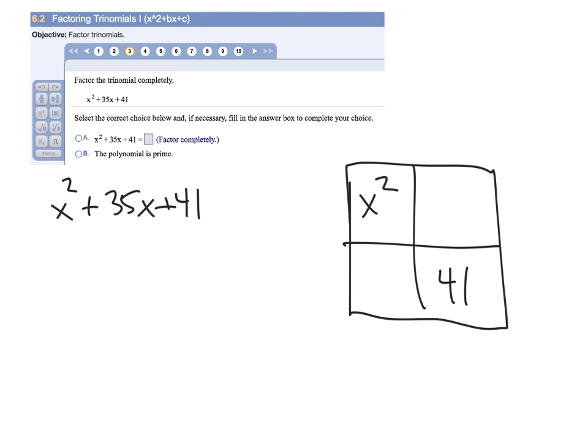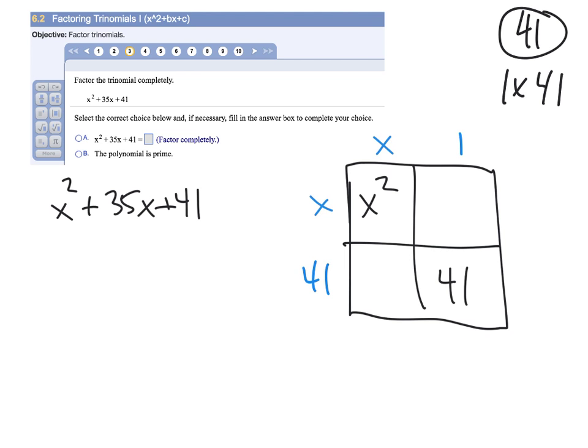All right? Now that means that this is going to be x times x, because that's the only way you can get x squared. Now let's think about 41. Well, 41 is prime. The only way you could get 41 is 1 times 41. That's your only choice. So if we put 1 here and 41 here, and we multiply, so you got x times 1, that gives you 1x. And then you've got 41 times x right here, so that gives you 41x.